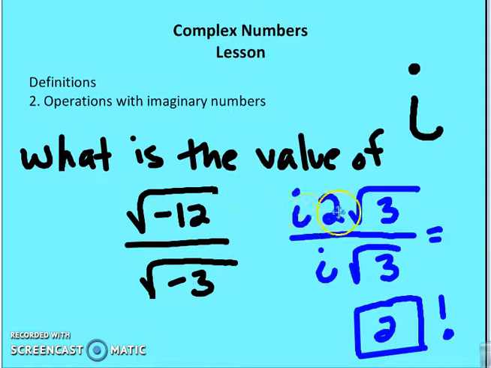Okay, next, square root of negative 12 times the square root of negative 3. You end up with 2i, and I prefer that the integer value is placed before the i. 2i root 3 divided by i root 3. i over i is 1. Root 3 over root 3 is 1. So you end up with 1 times 2 times 1, which is 2.